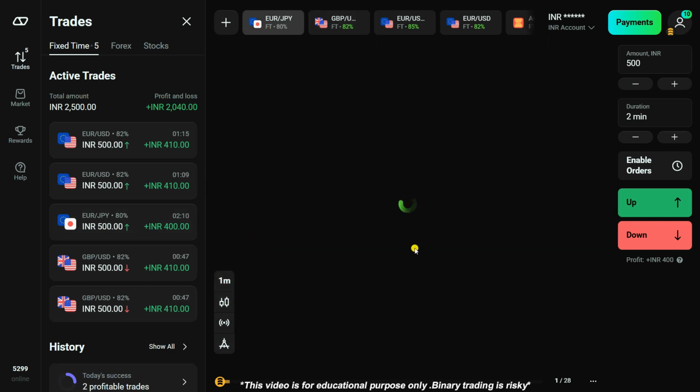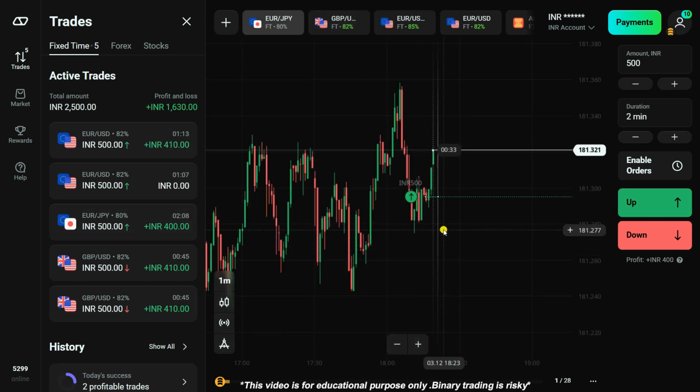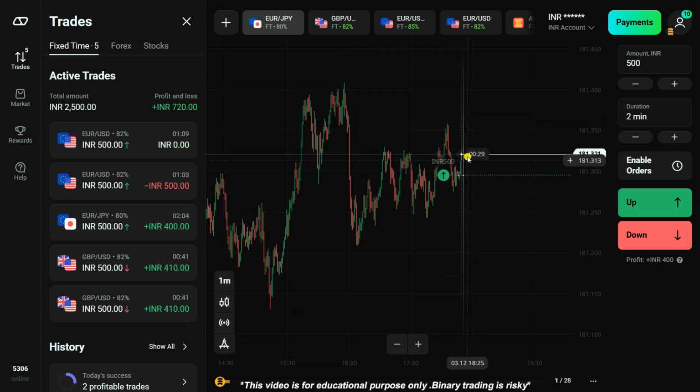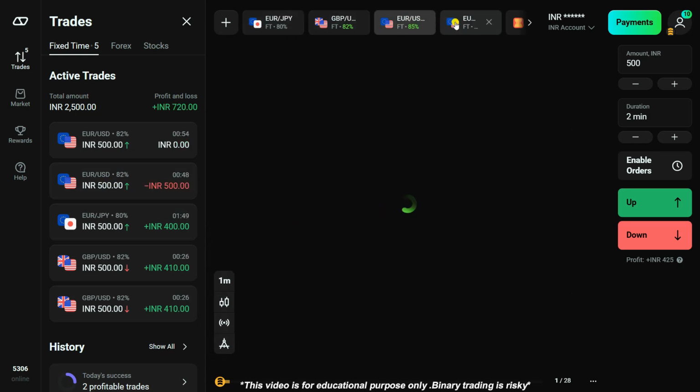Let's check the Euro JPY. What is the condition of the Euro JPY market? Yes, here also the market is moving in an upward direction. What is the reason? The reason is simple. Due to the trend line, it is moving in an upward direction. And next thing, Euro USD. Euro USD trade. I think this one.